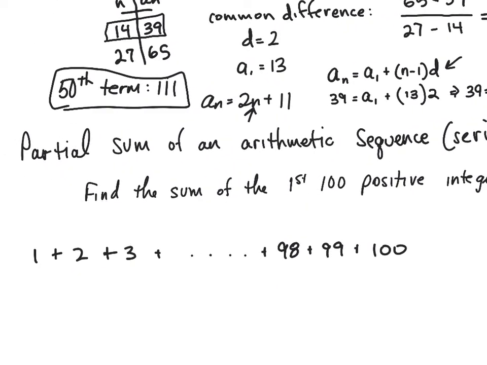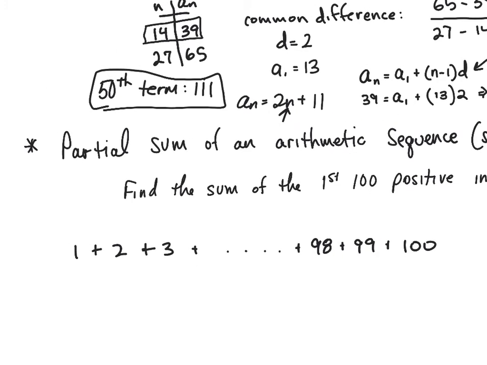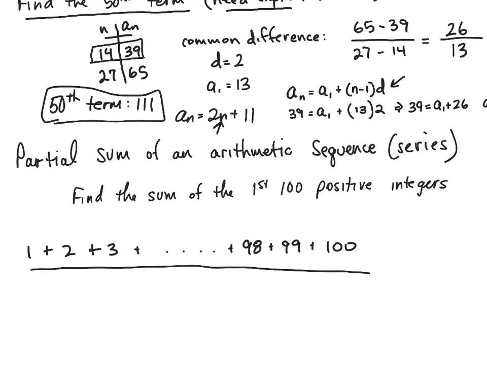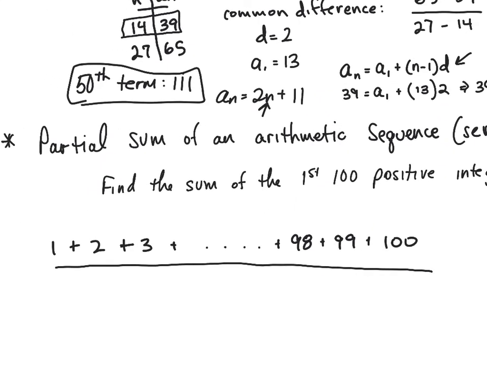Now we're moving on to the final learning target, partial sum of an arithmetic sequence. So you can see I've got a partial sum here, and what it is, it's the sum of the first 100 positive integers. 1 plus 2 plus 3 plus all the way to 100.